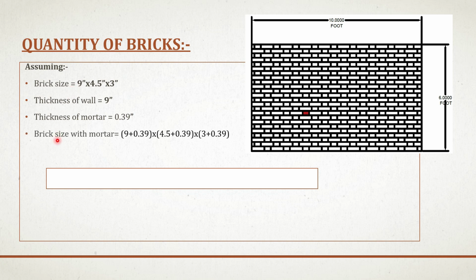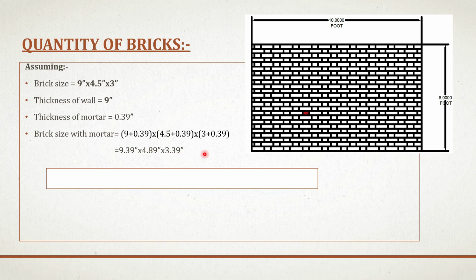So brick size with mortar equals 9 inch plus 0.39 inch. Similarly 4.5 plus 0.39, 3 plus 0.39. So when you add this 0.39 to the brick size, it will become 9.39 by 4.89 by 3.39 inch.